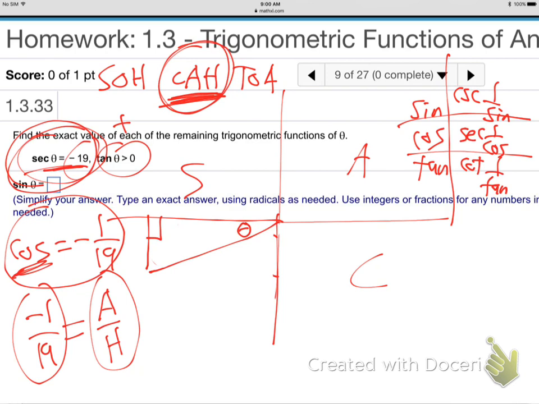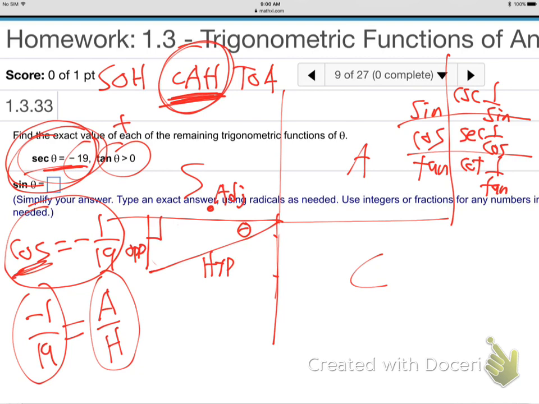So, how am I going to do that? Well, the cosine of theta, we have the three sides. We have this side, which is the adjacent side. This is the hypotenuse side, and this is the opposite side from that angle theta, isn't it? You with me on that?